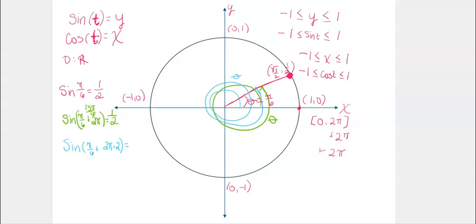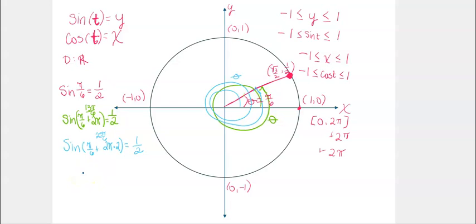And if I went around again, twice, it'd be pi over 6 plus 4 pi, which gives me 25 pi over 6, but it would also be 1/2. So you can see that every time that angle lands in the same spot as pi over 6, it's going to have the same output value as pi over 6.